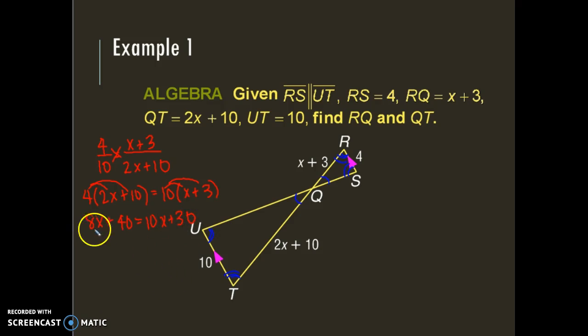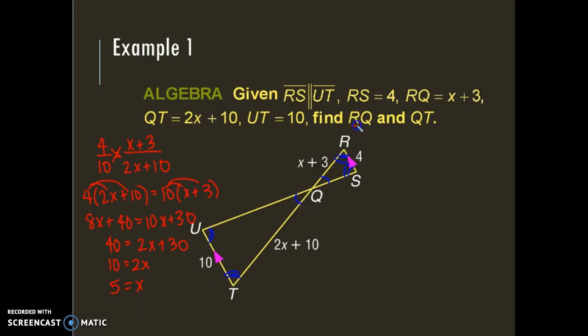Now I want to get x on the same side, so I'm going to subtract the 8x over. So 40 equals 2x plus 30. Subtract the 30 over, we get 10 equals 2x. Divide by 2, x equals 5.